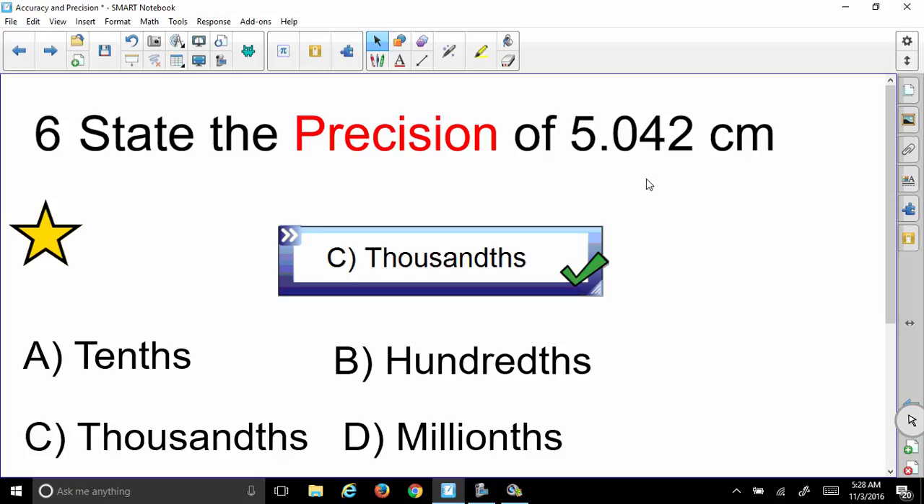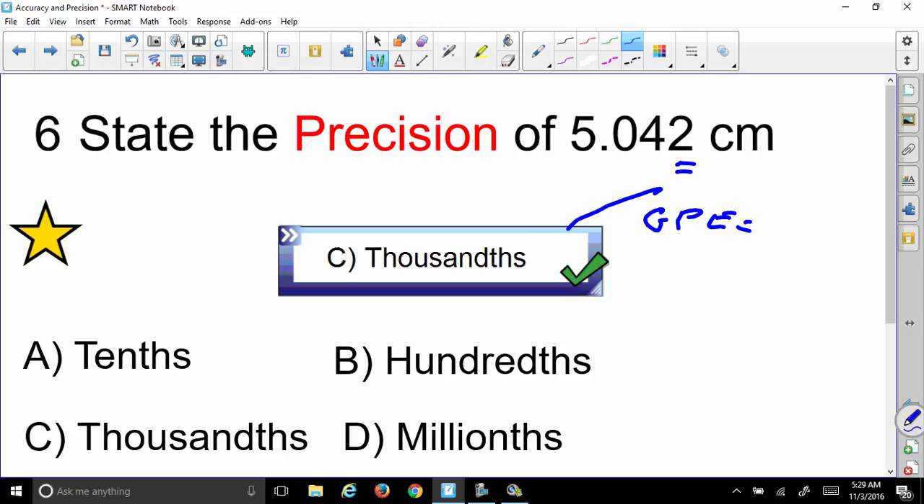If we wanted the GPE, the greatest possible error, that would equal to the number place value of 2, which is 1,000, and I'll put it this way. 1, 2, 3. Oh, sorry. Let me erase that.